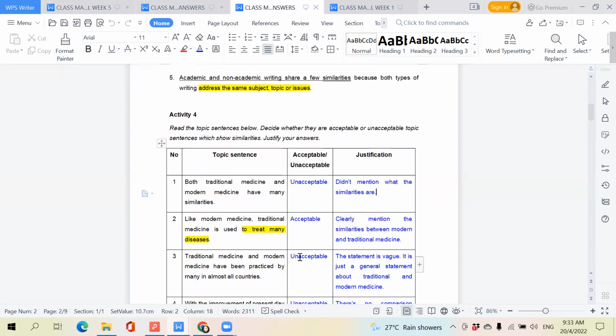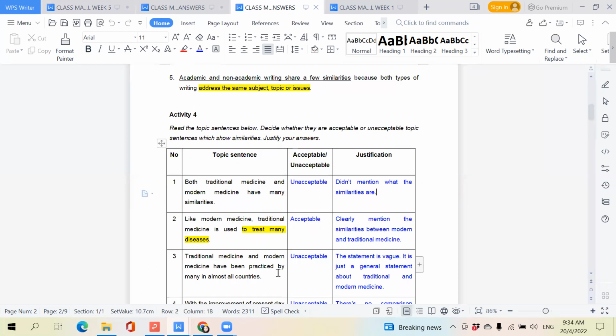So this is acceptable because you mentioned clearly what the similarities are. Okay, next. Traditional medicine and modern medicine have been practiced by many in almost all countries. Okay, so this one is unacceptable. Why? This is not a topic sentence. If you read it carefully, you'll notice that this is vague. Vague means unclear. And this is just a general statement. This is not a topic sentence.